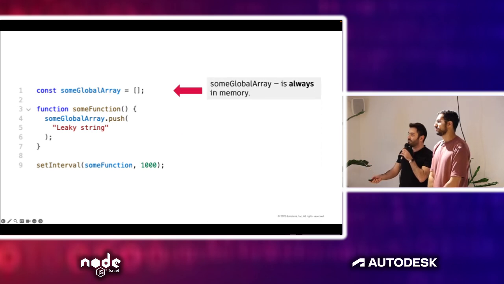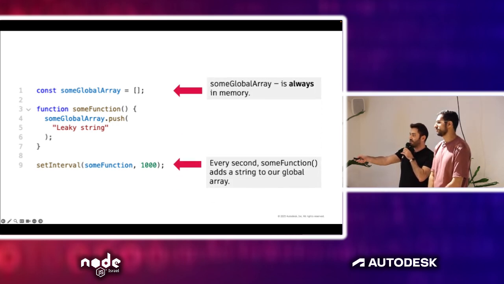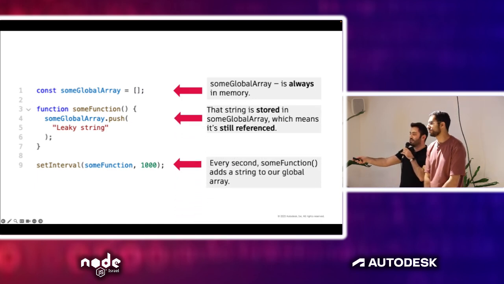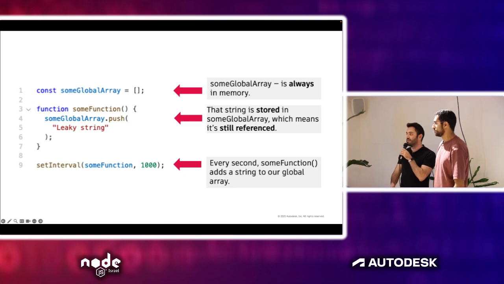And this is an example of memory-leak-causing code. Here we have a global array, we have this interval, and we have this function. Every time this function executes, a new string will be added to the array, and this function will execute every 1 second. As you can see, this array is going to grow forever until the app crashes due to a memory leak.